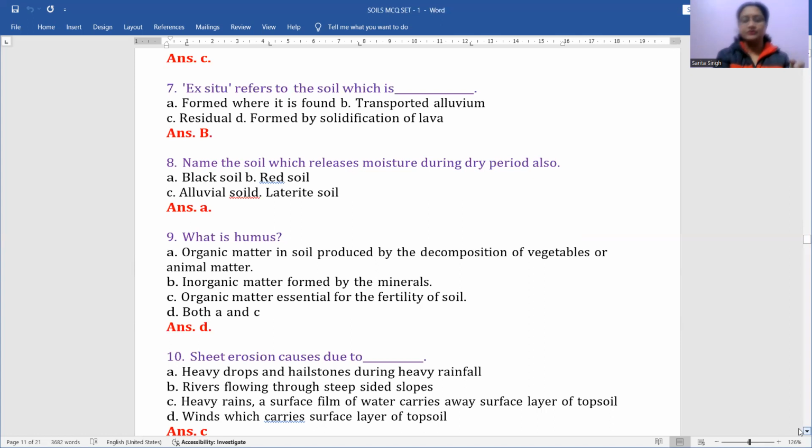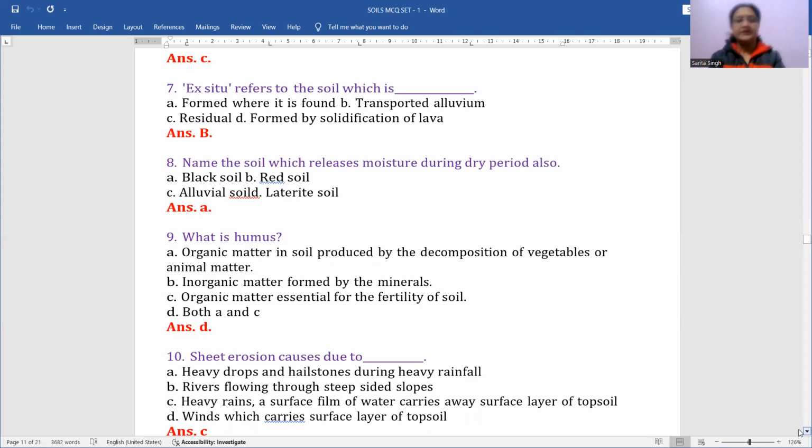Ex situ वो होता है बच्चों जो सॉइल अपने ओरिजिन प्लेस से दूर पाई जाती है. मतलब अगर सॉइल डिसइंटीग्रेट होकर फ्रॉम द अंडरलाइंग बेड रॉक बन रहा है, तो उस सॉइल को हम बोलते हैं इन सितु या रेजिडुअल सॉइल. ओके, और जब सॉइल कहीं और बनती है और जहां हमें मिलती है वो कोई और जगह होती है, मतलब it is taken away from its place of origin by various agents of gradation and deposited somewhere else, तो उस सॉइल को हम बोलते हैं एक्स सितु सॉइल या ट्रांसपोर्टेड सॉइल. तो यहाँ पर बेस्ट ऑप्शन क्या होगा? B. Transported alluvium is also called by the name ex situ soil.